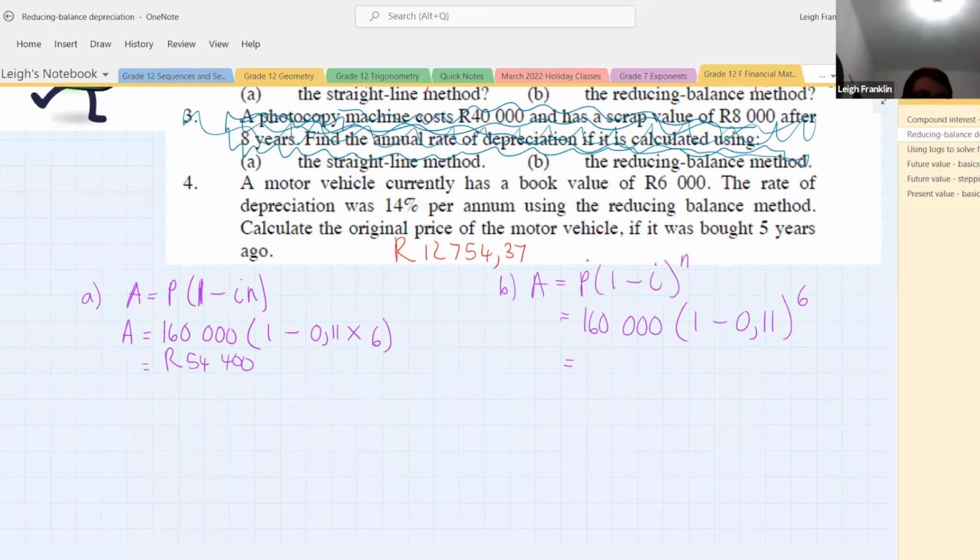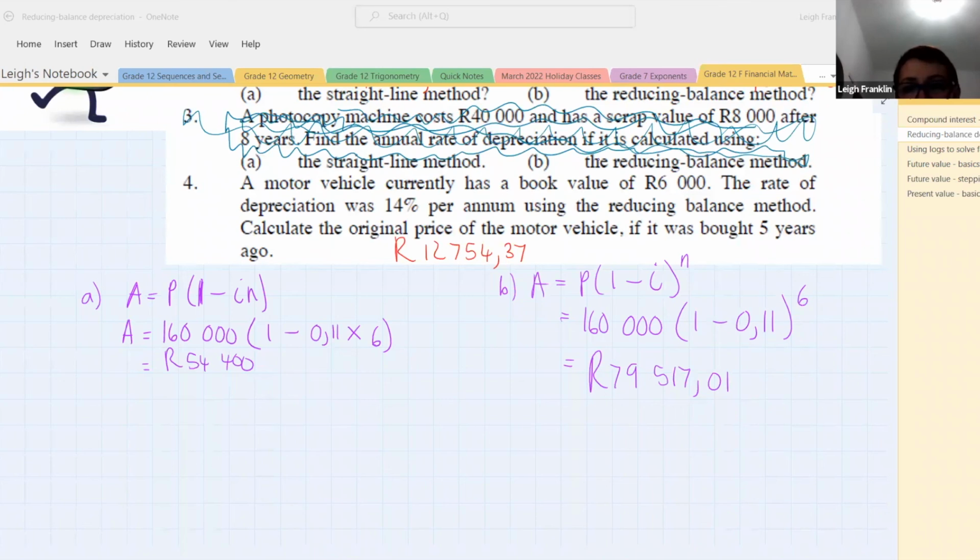When you put that into your calculator, I certainly end up with this answer: 79,517 Rand and 1 cent. Okay, there we go. As Nalisa has told you, all of these are recorded, and you can go back and watch them again at a later stage if you want to. Is there anything else that you guys want me to do?